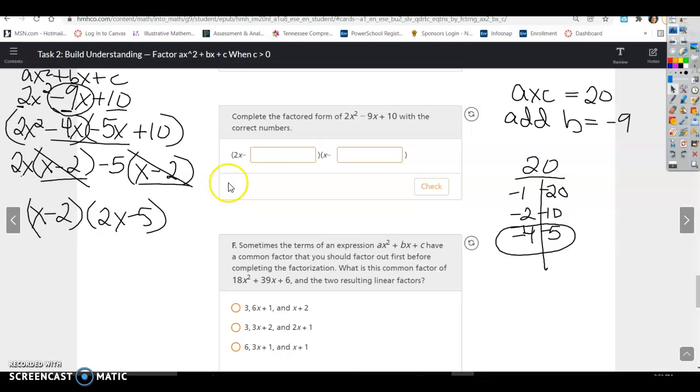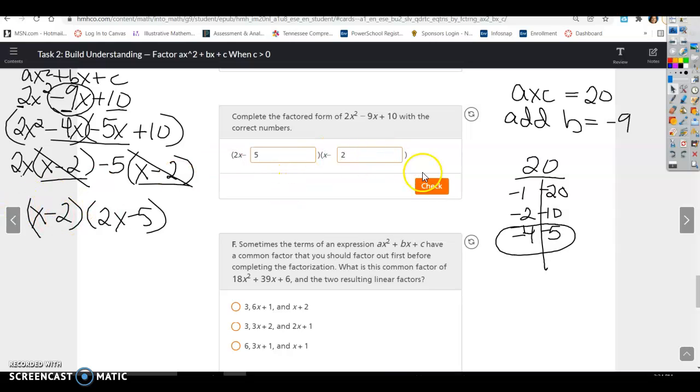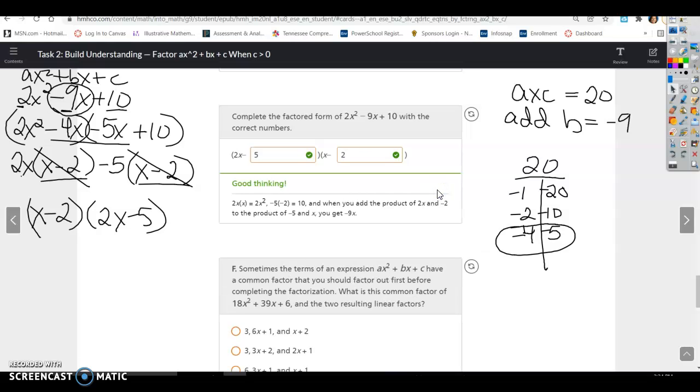So these are correct. So now I can say 2x minus 5 and x minus 2. And because multiplication works with the associative and commutative property, the order of the factors does not matter. Now, it does matter which number goes in which factor, but it doesn't matter the order of the factors. So what I'm saying is, let me write this down here. I can write it as 2x minus 5 and x minus 2. Both of these are correct.